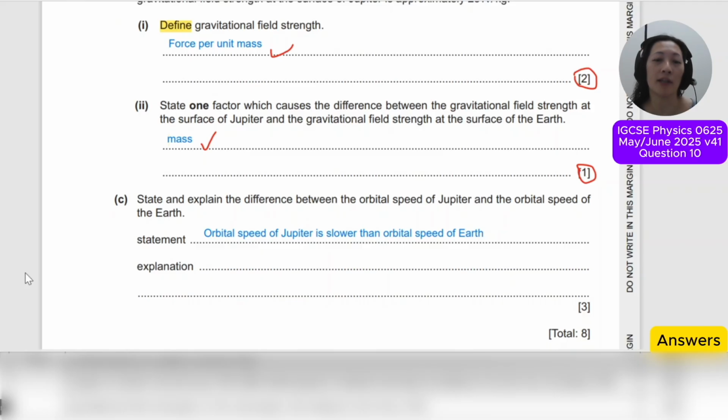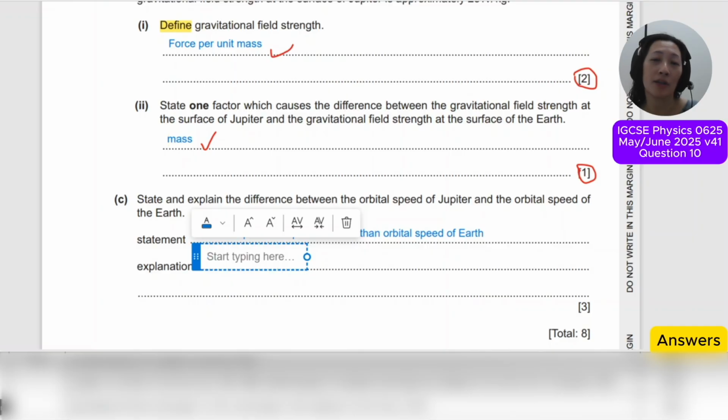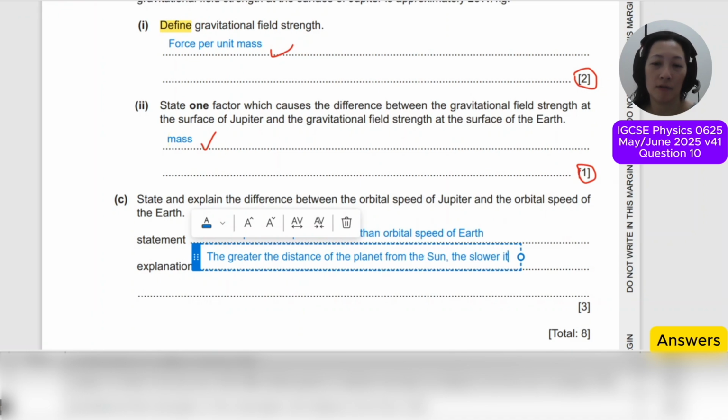Explanation here means you need to write the reason for this. And obviously, the distance away from the Sun plays a significant role to influence the orbital speed. So to keep this simple, the explanation can be written in terms of a relationship where we're comparing the distance of the planets from the Sun. So we can say that the greater the distance of the planet from the Sun, the slower its orbital speed.